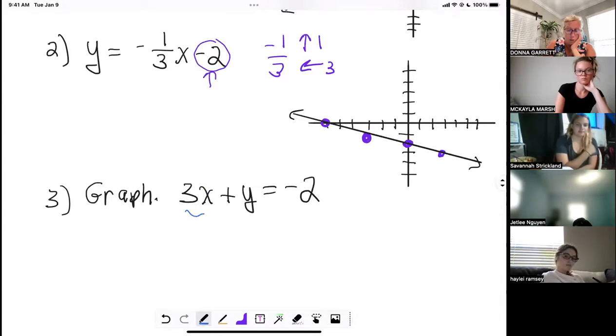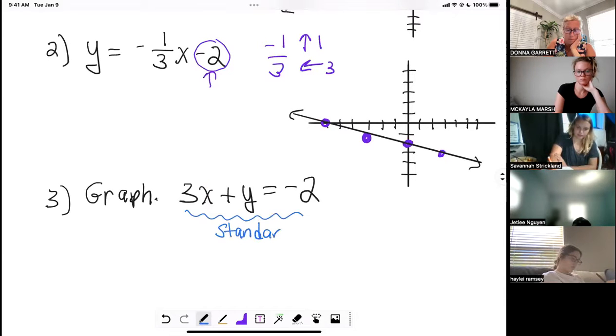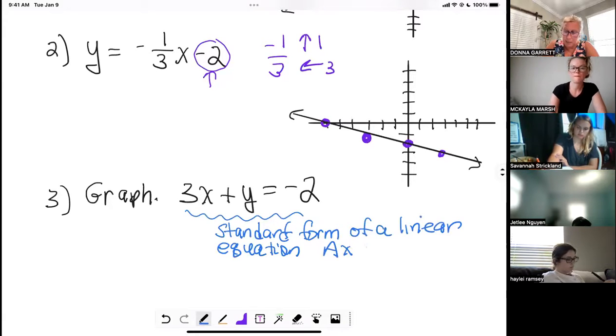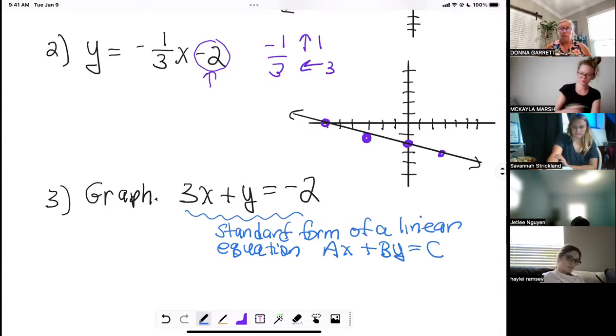This is called standard form of a linear equation. How we write it as ax plus by is equal to c. That's called standard form. That's when your x and y are on the left of your equal sign and your constant is on the right. That's why c is by itself. It's called your constant.